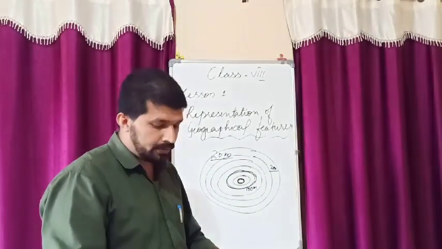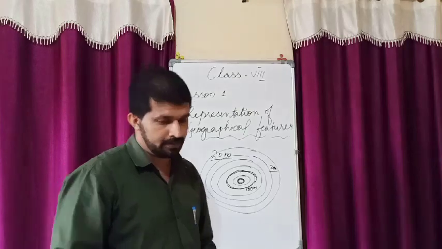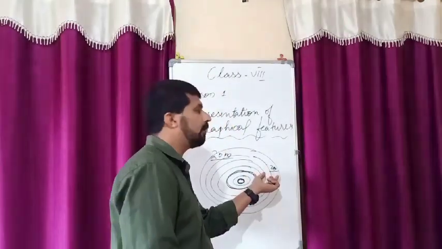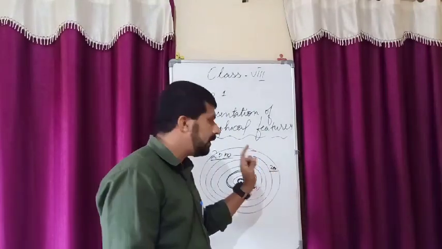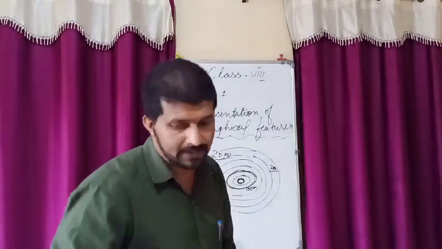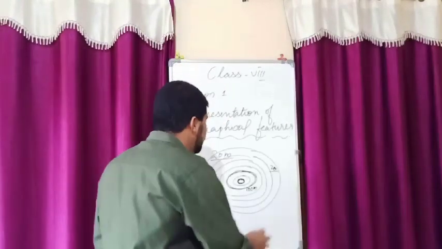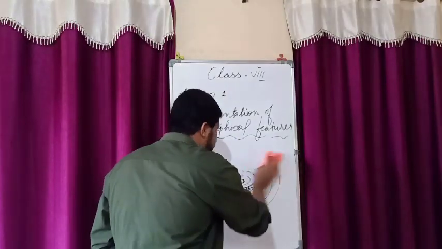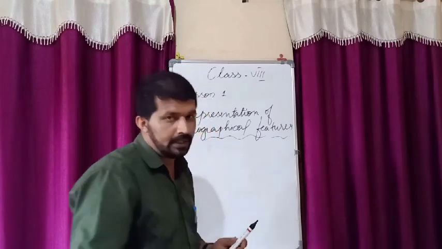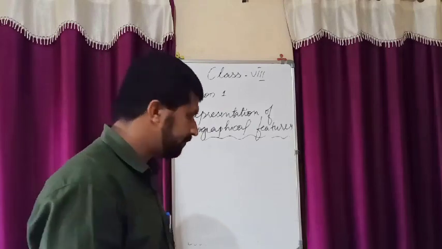The space between two contour lines indicates the nature of the slopes. That is another important feature. Suppose contour lines are closely placed to each other, it is indicating steep slopes. If two contour lines are placed far apart from each other, it is showing gentle slopes.